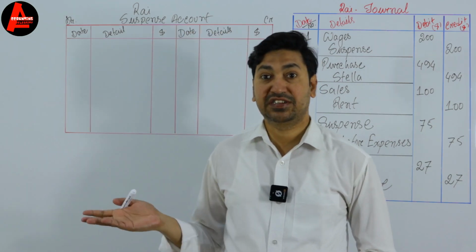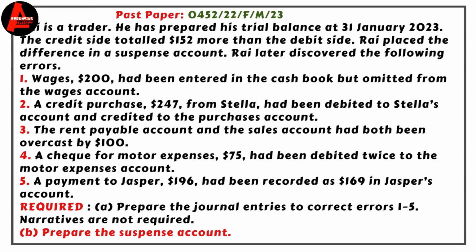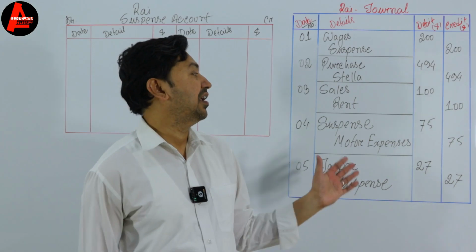Before we start writing, let us have a look at the question. Rai is a trader. He has prepared his trial balance at 31st January 2023. The credit side total is $152 more than the debit side. So Rai placed the difference in a suspense account. Later Rai discovered the following errors. Here we see the 5 errors we rectified.